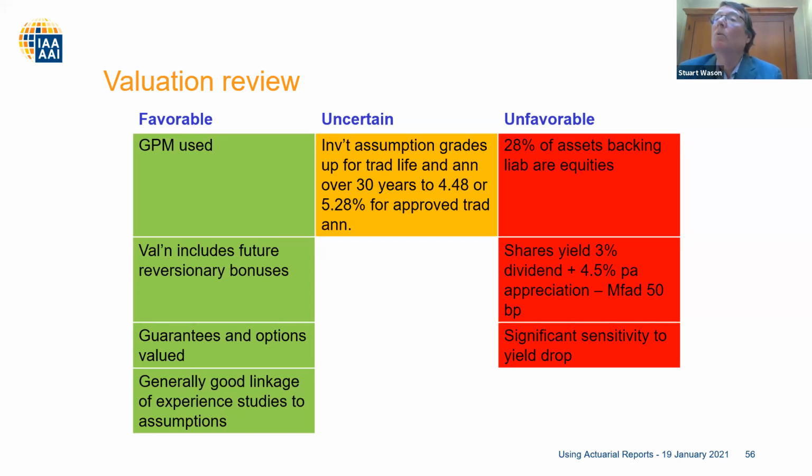assumed was 3% dividend yield plus 4.5%, a total of 7.5%, to which a margin of only 50 basis points was applied. That kind of left me wondering. That seemed like quite an optimistic yield going forward. And then the actuary himself did report a significant sensitivity to a yield drop. Okay, so I take that, next slide.